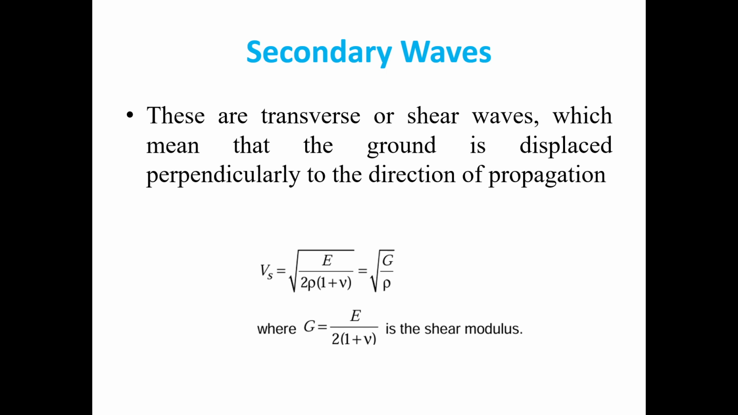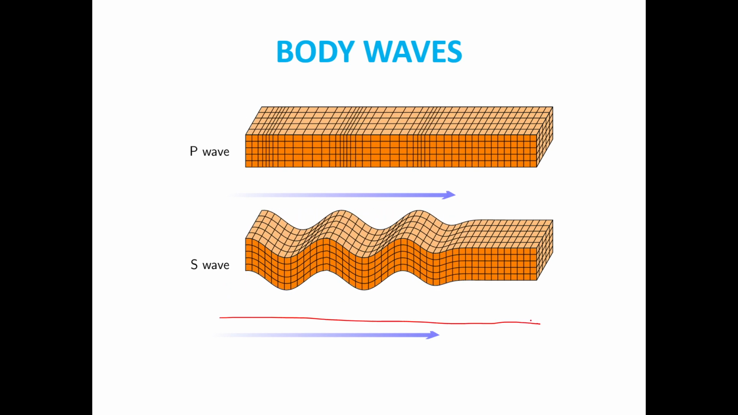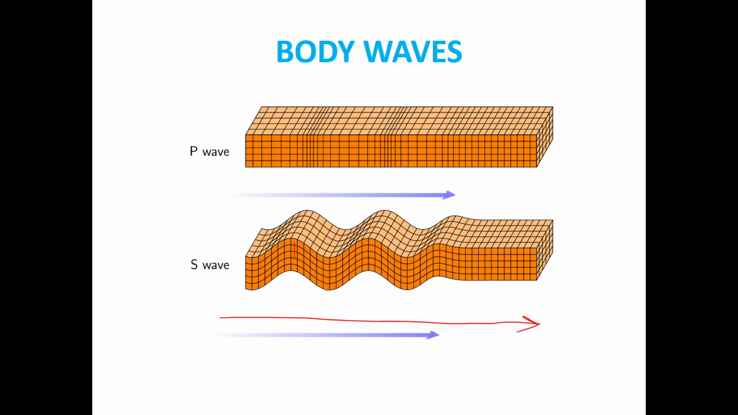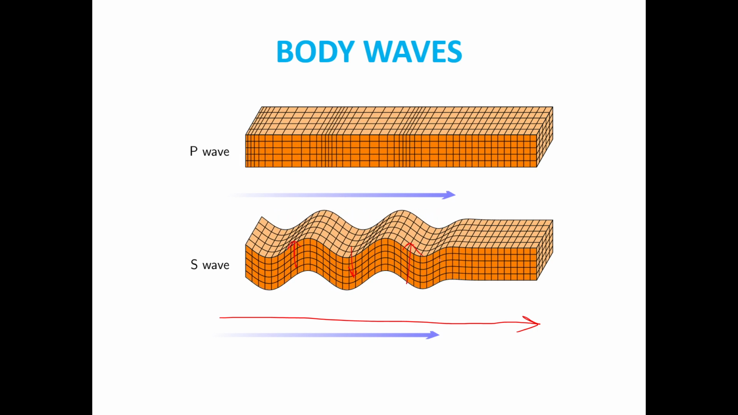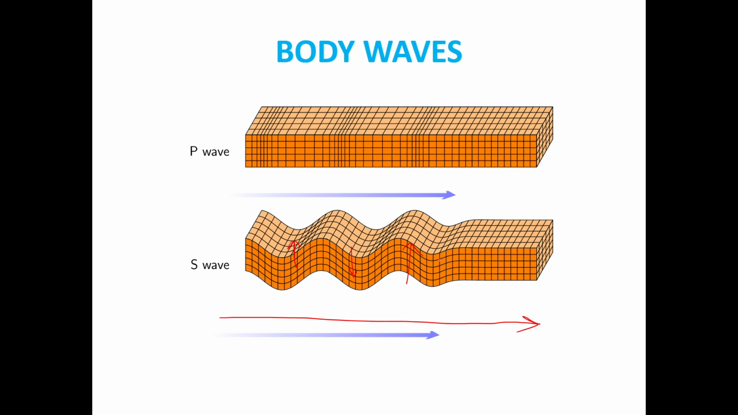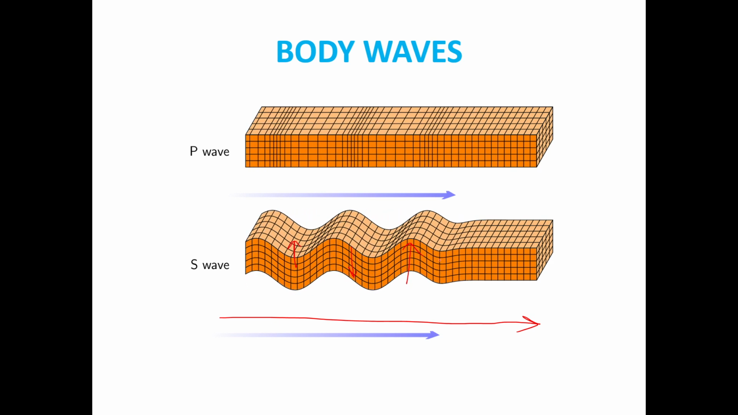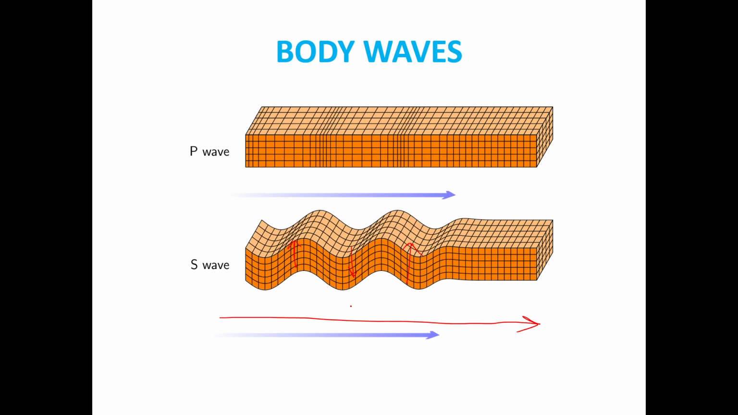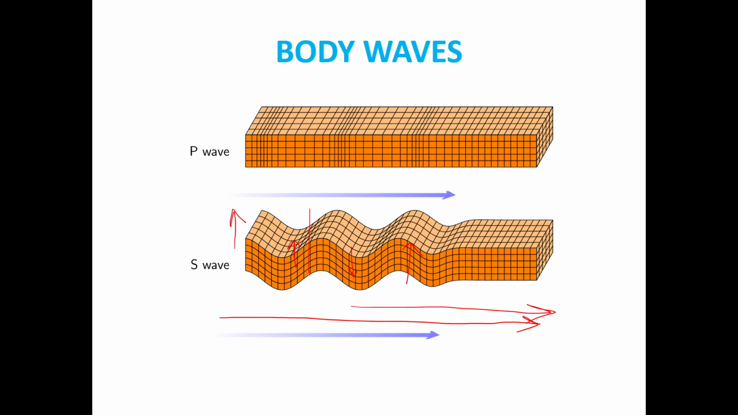Transverse or shear waves, which means that the ground is displaced perpendicular to the direction of the propagation. So here you can see the direction is this, but the ground is displaced in this direction, as you can see in this picture. That's why they are called transverse waves. You can see how the movement is there, how the ground is moving. The direction of the wave is like this, but the ground is moving like this.